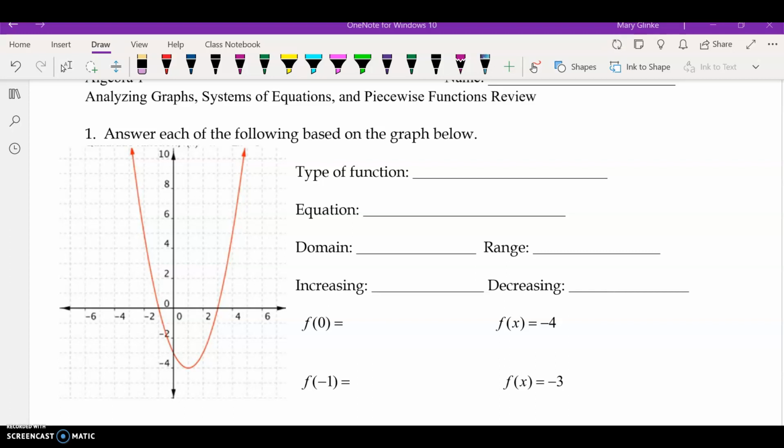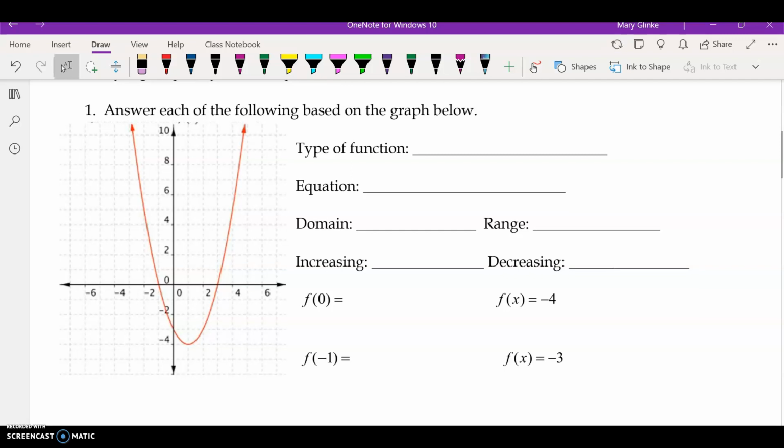Hello. Today we're going to be talking about analyzing graphs, doing systems of equations, and doing a piecewise function review. So for number one, we want to be able to look at a graph and analyze a bunch of different pieces about it. So first of all, we see this classic U shape. That is a parabola, which makes this a quadratic function.